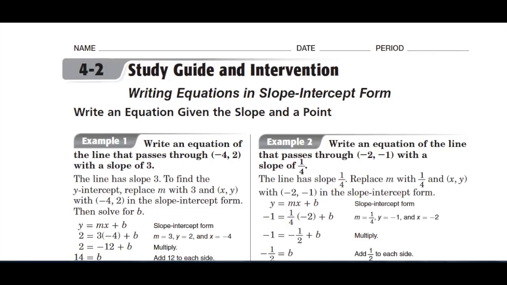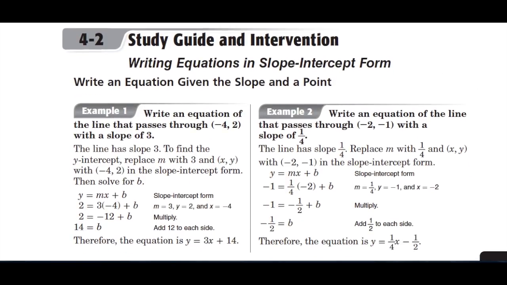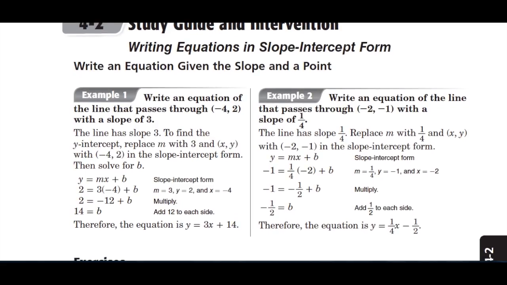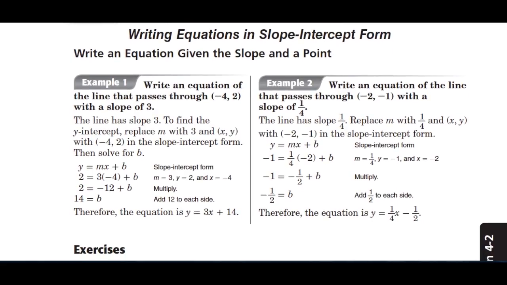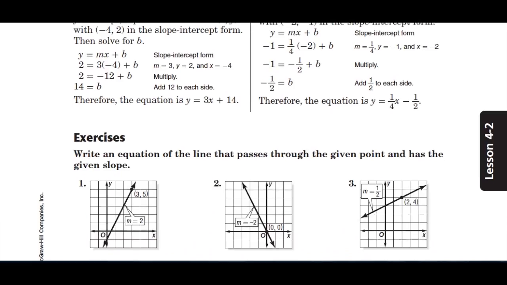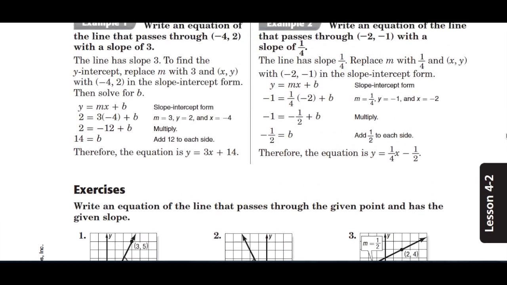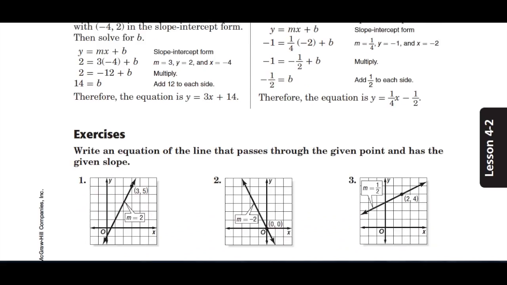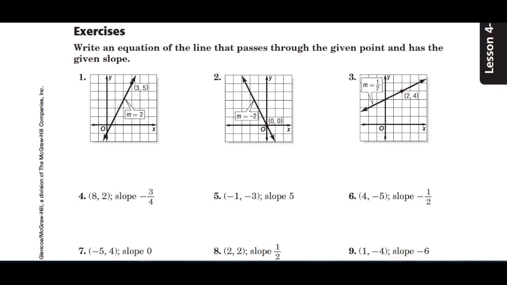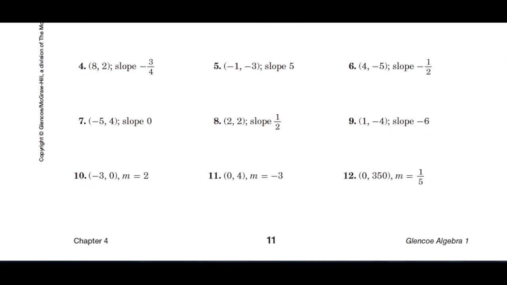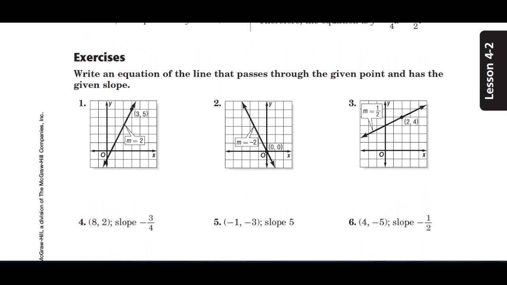For Worksheet 4.2, Study Guide and Intervention, you're going to be writing equations in slope-intercept form, and you're going to be given a point on the line as well as a slope. There's 2 examples right there for you to look through. I'm also going to work out 3 problems on this. I would like for you to do all the problems 1 through 12 on this worksheet.